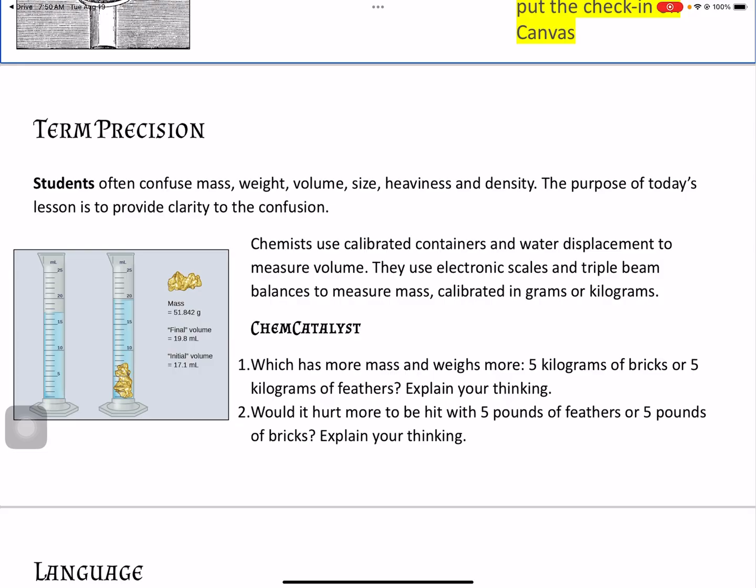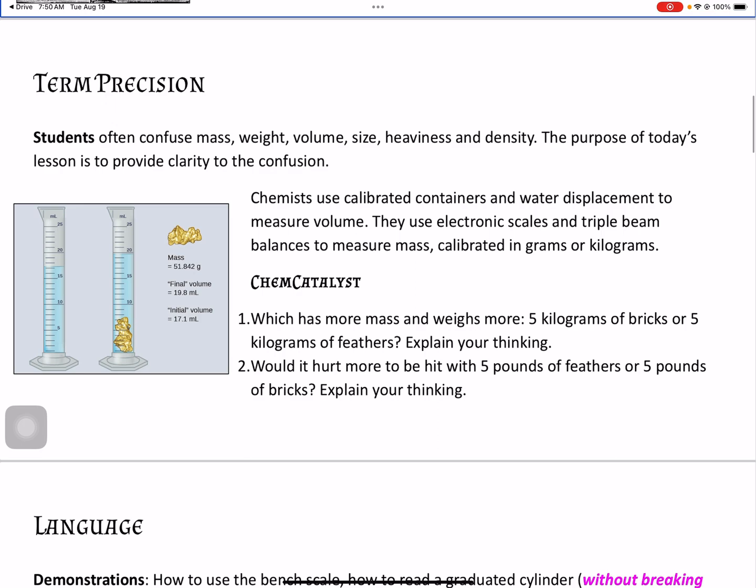So we've got our chem catalyst just to figure out your thoughts for the day. Which has more mass and weighs more, 5 kilograms of bricks or 5 kilograms of feathers? And explain your thinking. If you don't explain your thinking, you're not going to get all the points. Second question, would it hurt more to be hit with 5 pounds of feathers or 5 pounds of bricks? Again, explain your thinking. If you don't explain your thinking, you don't get all the points.